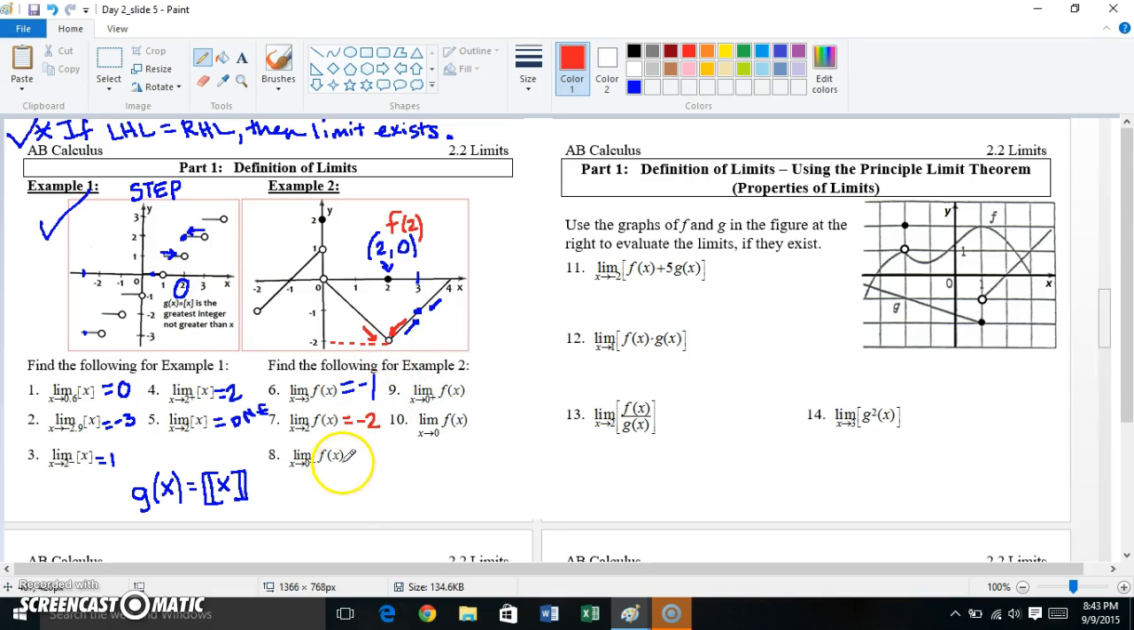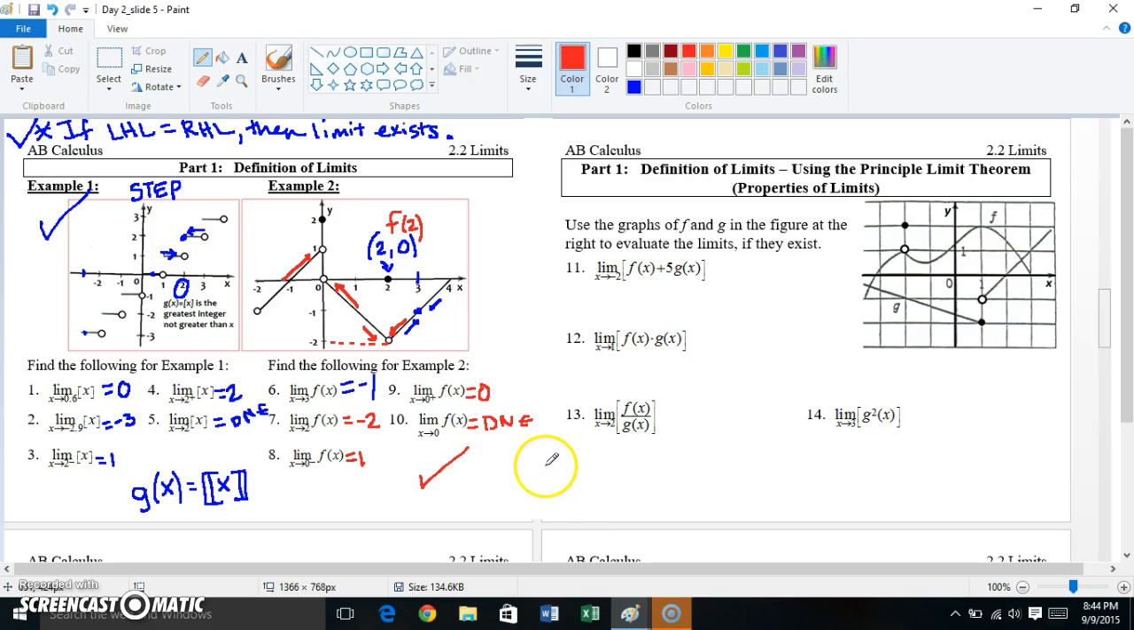All right, let's look at the limit of f of x as x approaches 0 from the left. Okay, from the left, traveling along the curve, it looks like I approach 1. Okay, from the right, as I travel along the curve, it looks like I approach 0. So we're going to say that the limit on the left and the limit on the right are not the same, and therefore the limit as x approaches 0 does not exist.